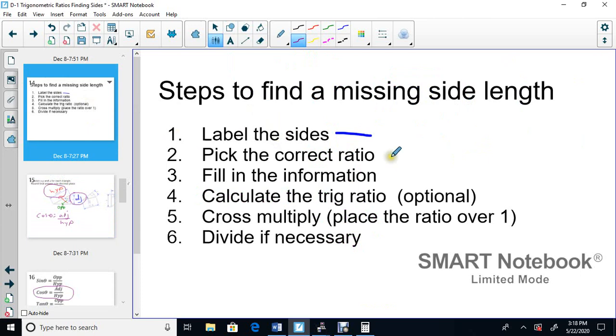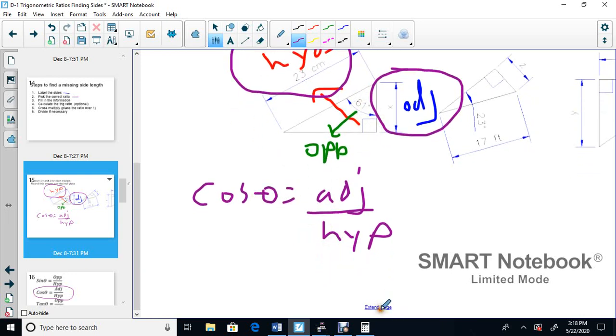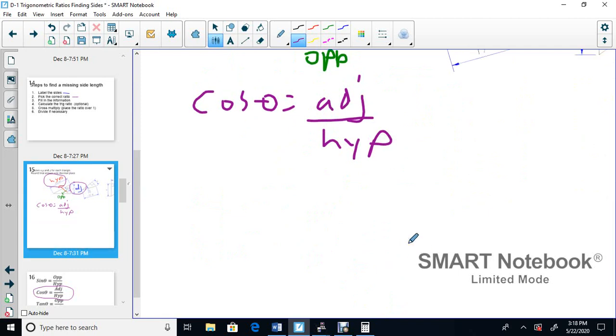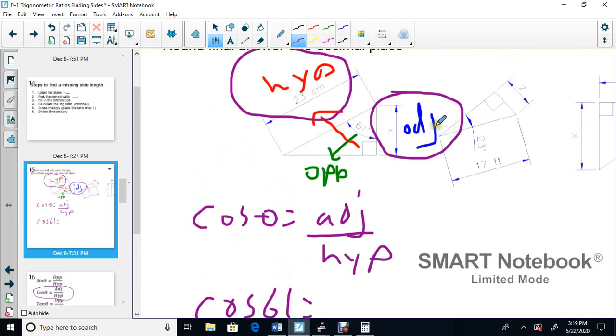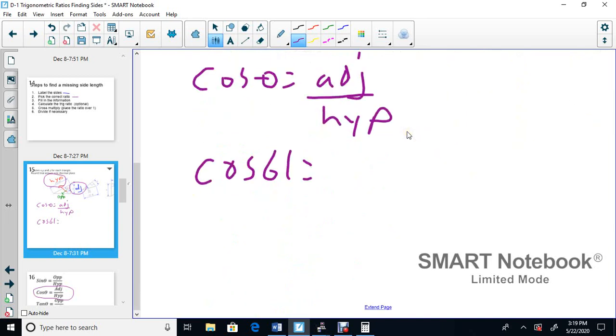Let's see what step we're on. So we labeled the sides. We picked now the correct ratio. Fill in the information. Theta, our angle, 61 degrees. Cosine of 61 is adjacent. So let's see what the adjacent is. So x over hypotenuse, so x over 23. X over 23. We filled in.